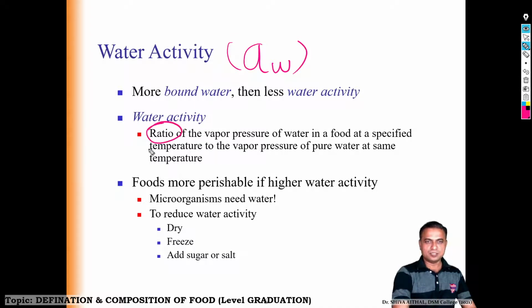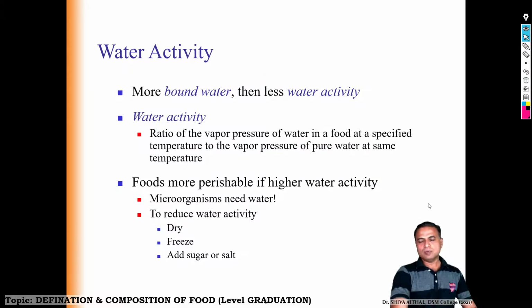It actually is the ratio of water vapor pressure in a food to the water vapor pressure of pure water at the same temperature. Both should have the same temperature. Got it? So foods, these are perishable if water activity is high. The more the moisture content, the more perishable. Perishable means they are prone to attack by microorganisms.